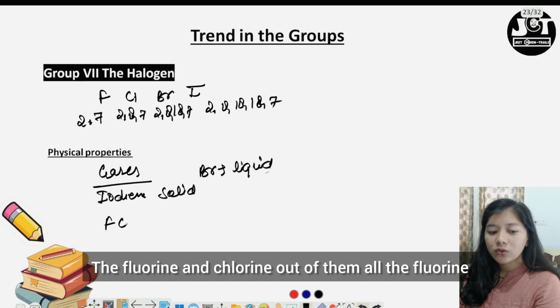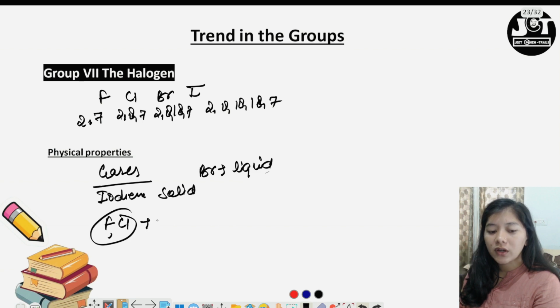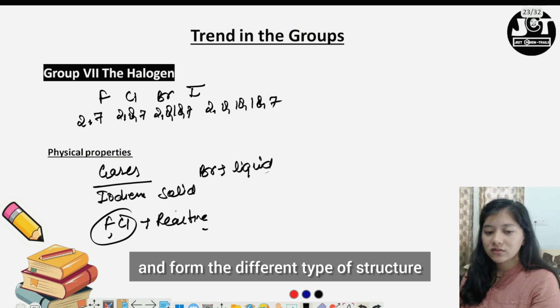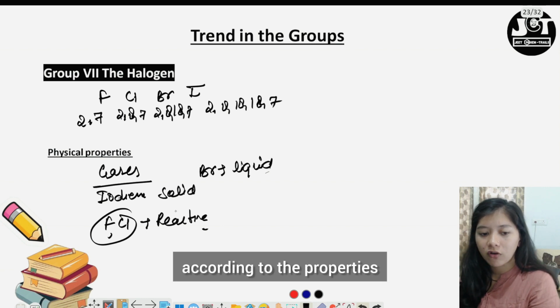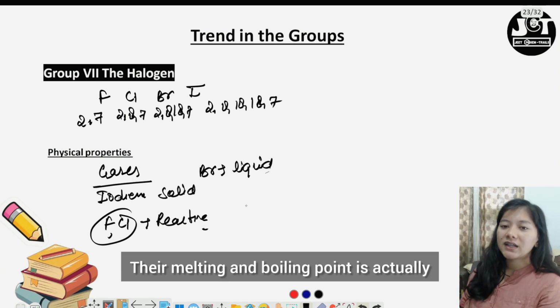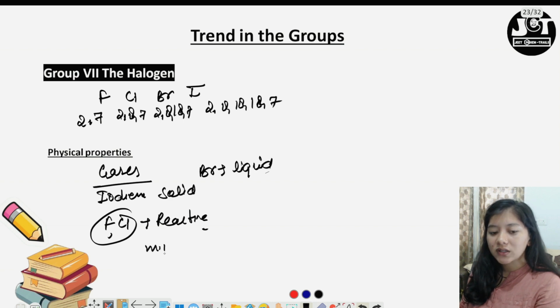Out of them all, fluorine and chlorine are the most reactive, and they easily react and form different types of structures according to their properties. Their melting and boiling points actually increase down the group.